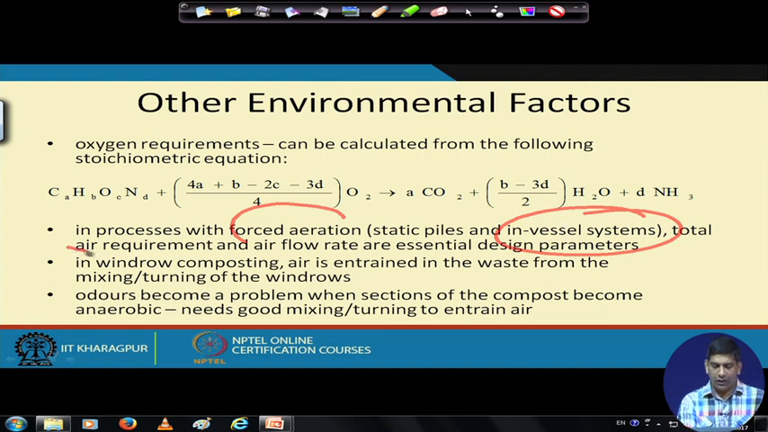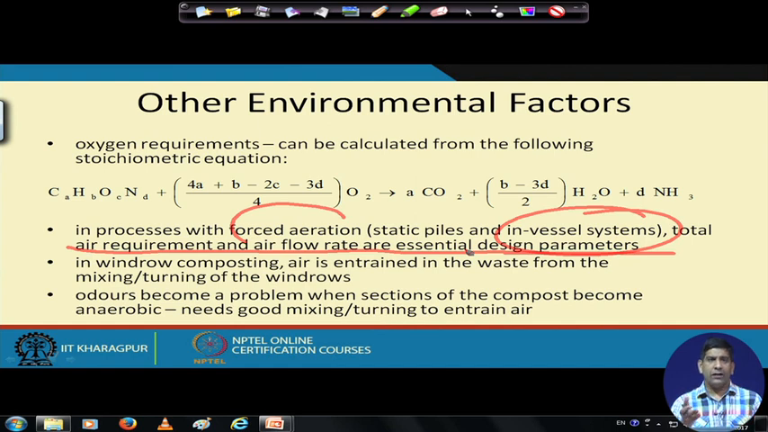And then here the total air requirement and airflow rate become the essential design parameters. If you have to design that system, your air requirement and the airflow rate, at what rate you need to pump the air, that's one of your essential design parameters for doing the system design.